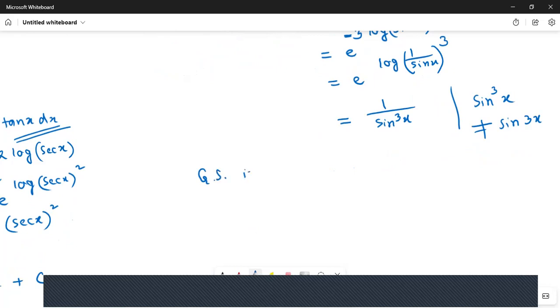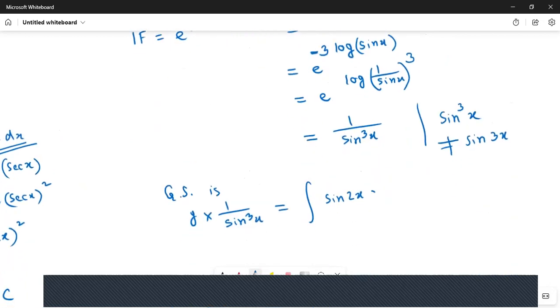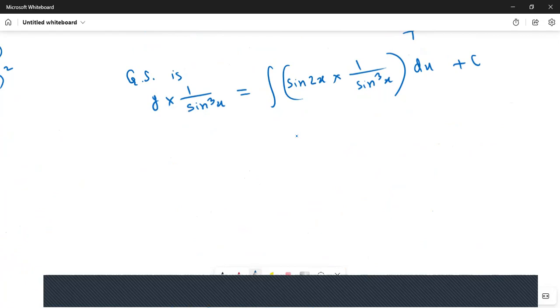The general solution is, again, y into IF. So we got y sine cube x is equal to the integration of sine 2x, because this is your Q. If you remember, this was your Q, sine 2x, and then you will multiply it with IF, which is 1 by sine cube x, dx. Okay, then a little calculation will be there.